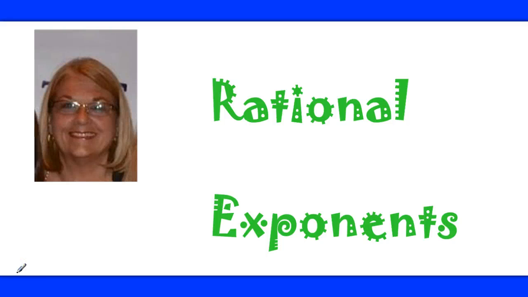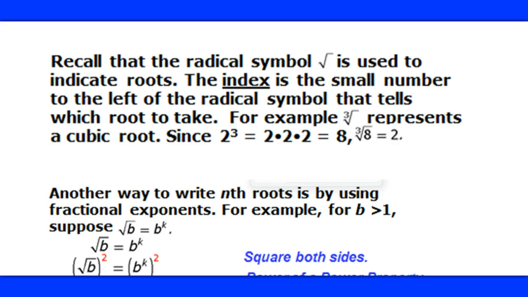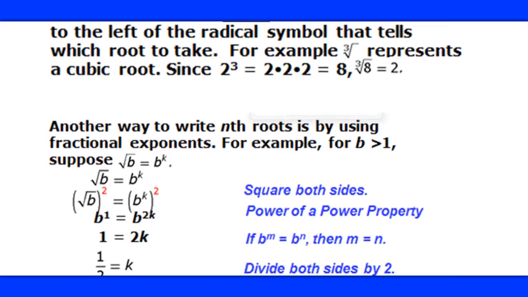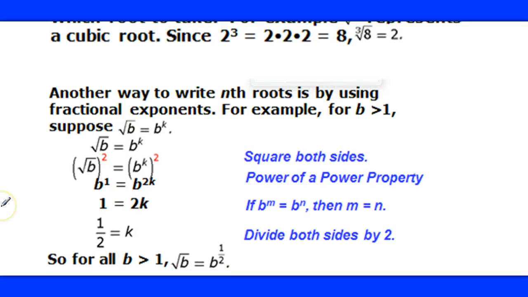We're going to finish up the study of exponents by dealing with rational exponents. A radical symbol is used to indicate roots. The index is the little number right here on the radical symbol. So, for example, when you see this, this is saying you want a cubic root. So you're basically saying what to the third power will give you 8, and in this case it would be 2. Another way to write the nth root or a root is by using a fractional exponent.